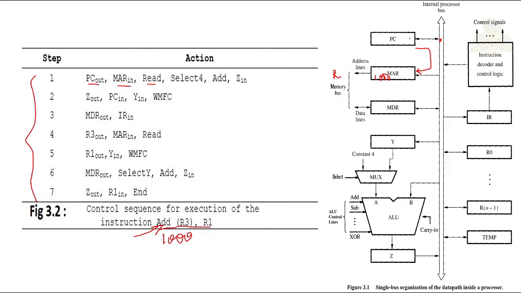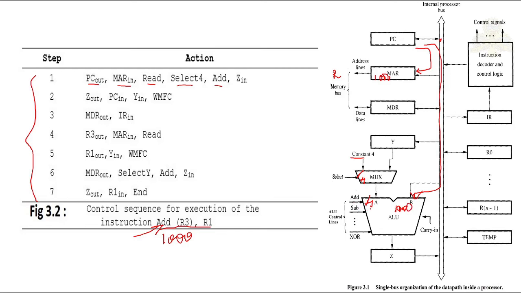Then what will happen? The PC contents, which were on the internal processor bus, will first be moved to MUX, then also moved to this B operand of the ALU. Then we have select 4. Where do we have the select 4? Our constant 4 is here and the select control signal is here. If you select 4, the constant 4 will be moved to the A operand of the ALU, and B already has the PC content, that is 1000. So the add signal is given. 4 plus 1000, you will have 1004.